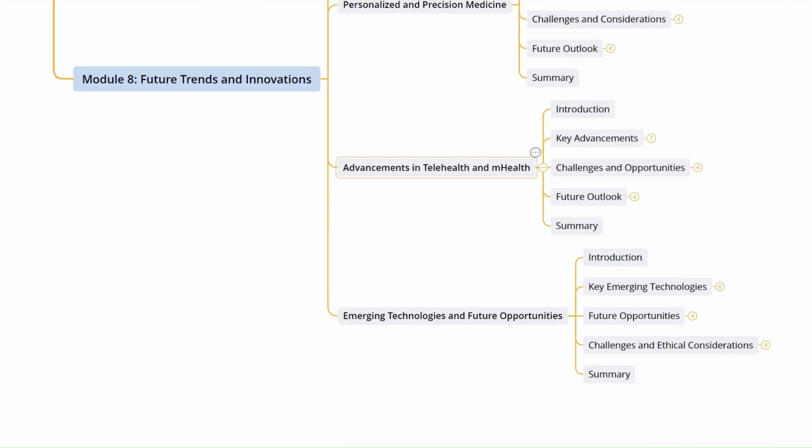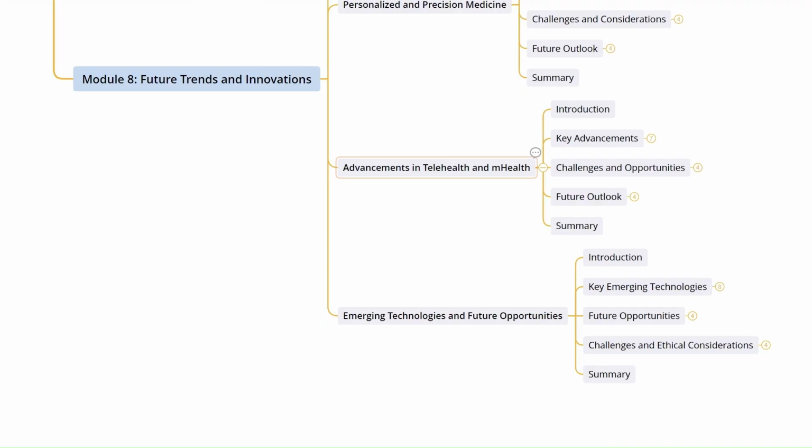Further, the landscape of telehealth and mobile health is experiencing exponential growth. The COVID 19 pandemic accelerated the adoption of remote care solutions, demonstrating their importance for maintaining healthcare access during crisis. Advancements in telehealth now include not only virtual consultations but also remote monitoring, remote diagnostics, and digital therapeutics. These technologies help overcome geographic barriers, improve patient engagement, and optimize healthcare resource utilization.